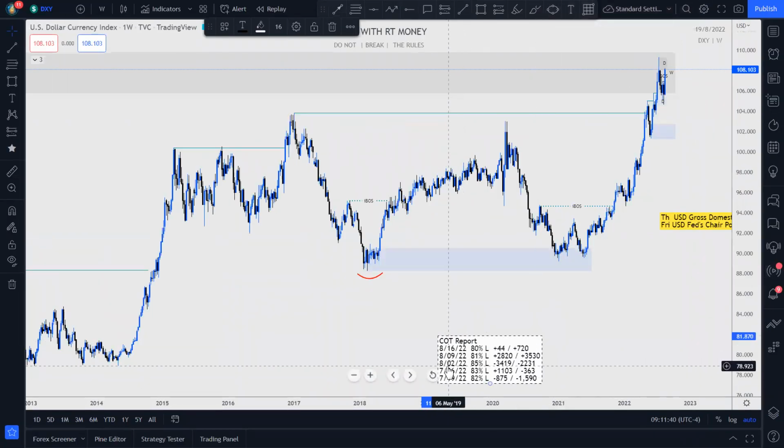As of the 16th of last week, the banks are 80% long with the US dollar index. 80% long with this currency. They opened 44 long contracts, and they also opened 720 short contracts. But they're 80% long, folks. They are bullish, and you can see why. Let me get this back down.